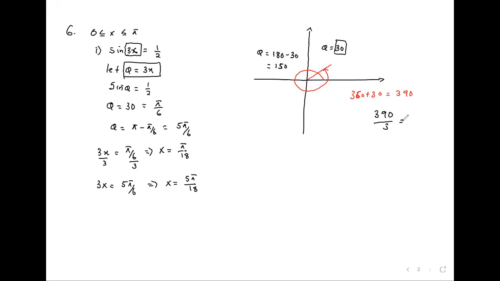So there we'll get 130. 130 is less than 180. So that is also a required angle. So we have 3x is equal to 390. Divide by 3 and get the value of x to be 130 multiplied by pi over 180, so that we can change it from degrees to radians. So we have 13 pi over 18. That is also the value of x.